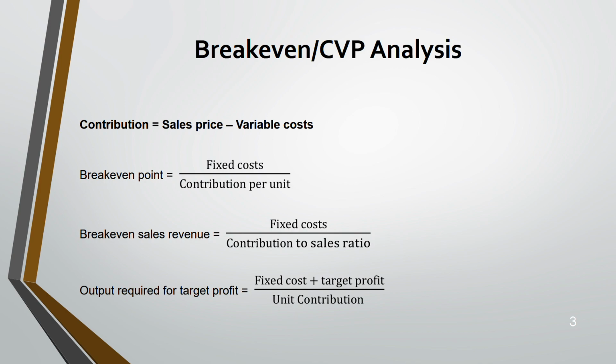Then we have output that is required to achieve the target profit. We are working backwards. Formula is fixed plus target profit divided by unit contribution. They will give you the target profit, they will give you the fixed cost, they will give you the unit contribution. Based on this, you have to find out.